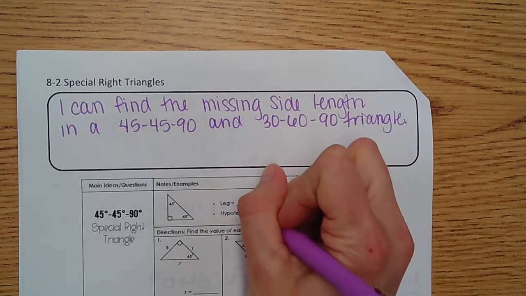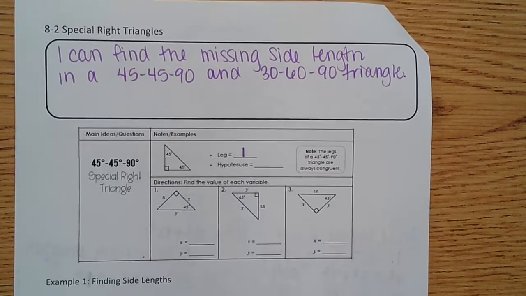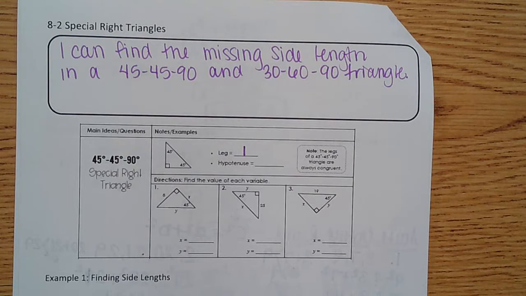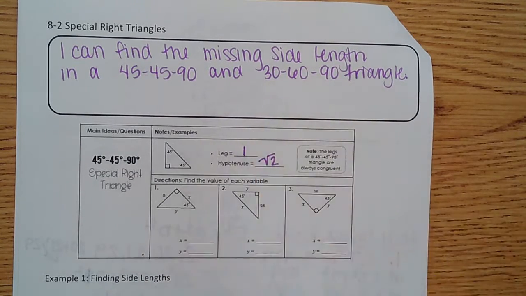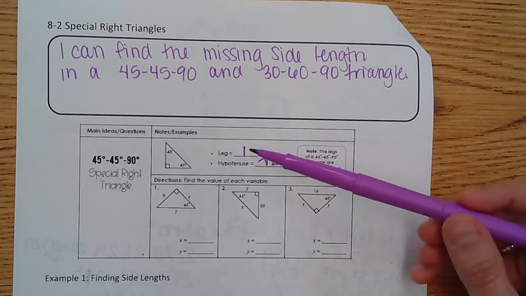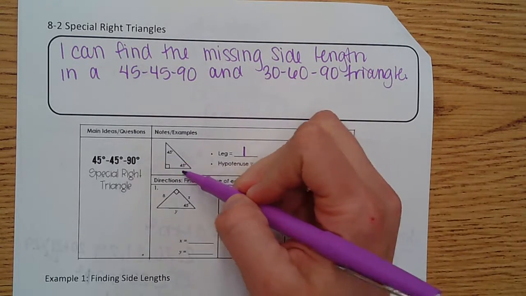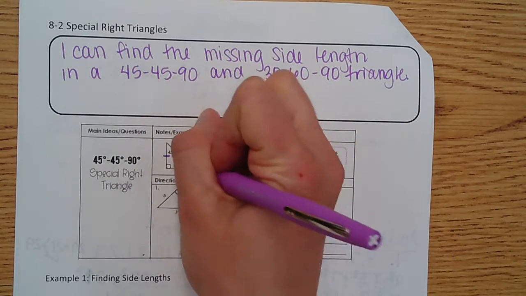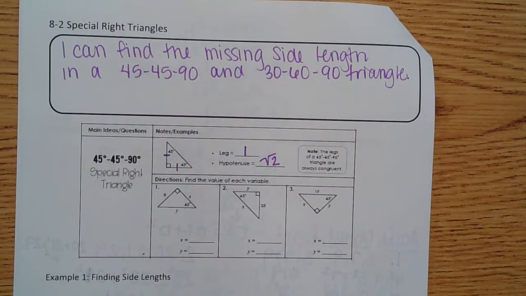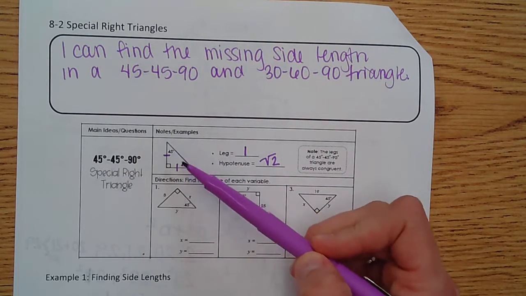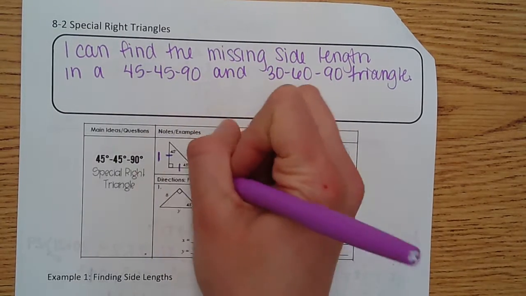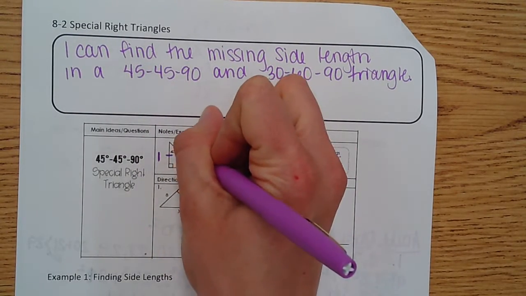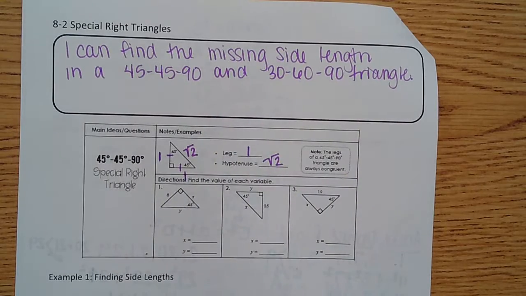The leg is always going to be represented by a 1 in a 45, 45, 90 triangle, and the hypotenuse will always be the square root of 2. So legs, remember, are the two pieces that aren't the hypotenuse, and in a 45, 45, 90 triangle, we know that it's isosceles. It's a right angle as our vertex, and then the two legs are congruent to each other. So we have a 1 and a 1, and then square root of 2 as the hypotenuse.